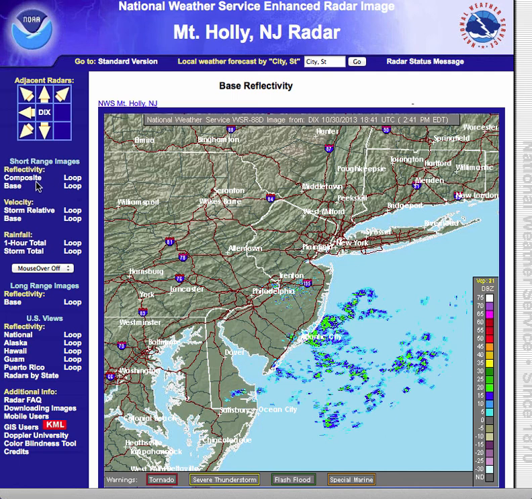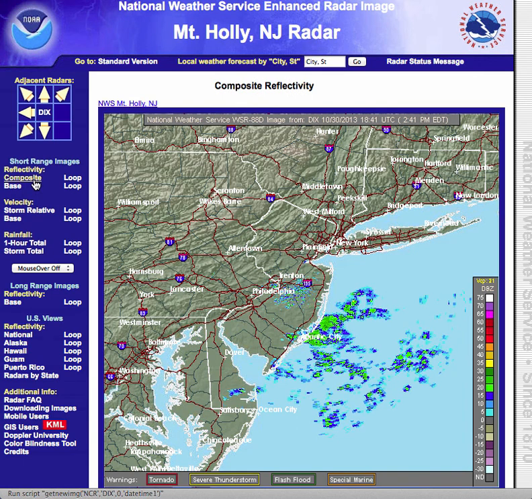Now, what about composite? What is that? That's a great question because everyone's always wondering, well, should I use base or should I use composite? It depends on the situation you're dealing with. If you have a strong thunderstorm or heavy precipitation approaching your location that is far away, let's say 30 miles away, you want to use composite. And the reason why is because it basically takes a full scan of the atmosphere. You see, there are different levels in the atmosphere that the Doppler radar goes out to.